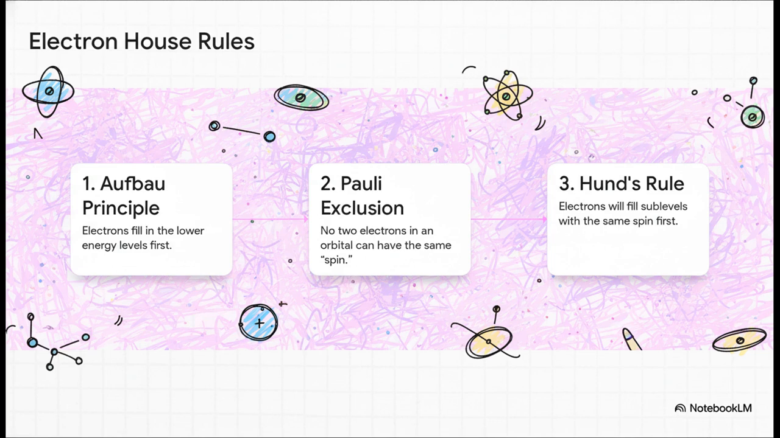First, the Aufbau principle. You have to fill the bottom floors first. No one gets to move into the penthouse until the lobby level is full. Second, the Pauli exclusion principle. Only 2 tenants per room, and they have to have opposite spins. Just think of it like they have to sleep head to toe. And finally, Hund's rule. If a floor has multiple empty rooms, everyone gets their own private room before anyone has to get a roommate. Simple, right?